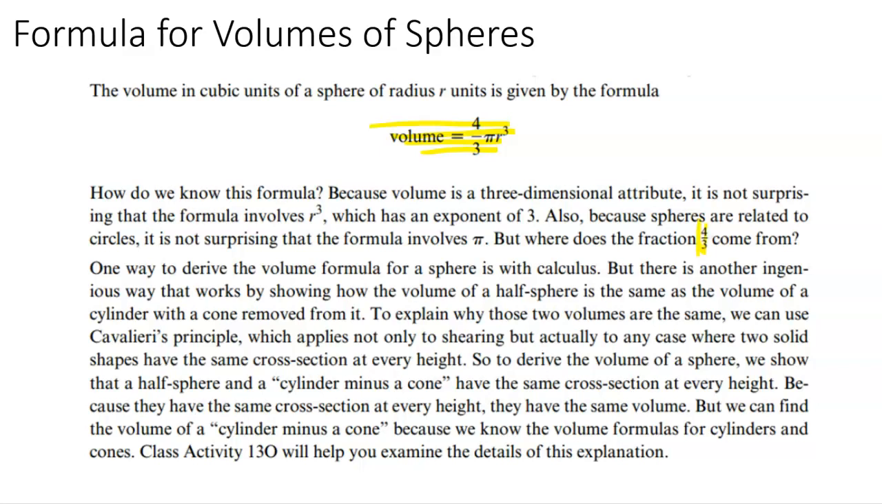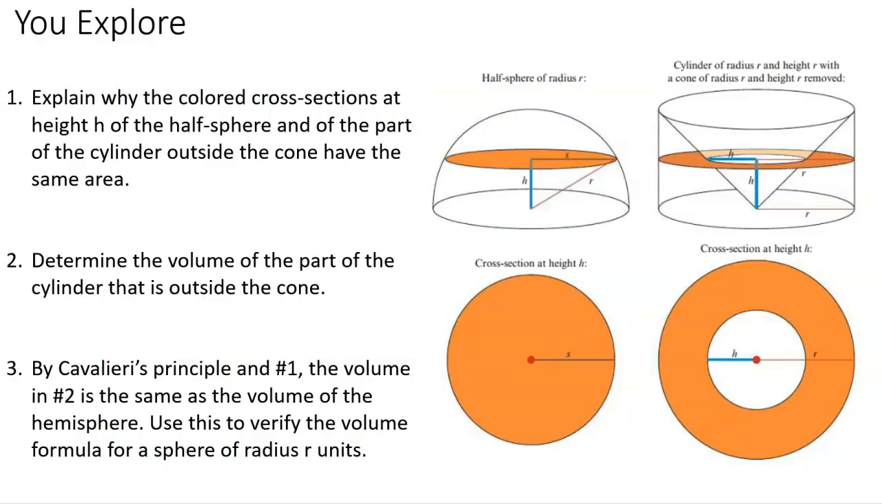So one way is to derive the volume formulas with calculus, but another way is to show how the volume of a half sphere is the same as the volume of a cylinder with a cone removed. And it gets kind of interesting here, but we're going to actually use the next exploration to examine the details. So go ahead, you can pause here and read this a little bit more, and then do this exploration. Press pause here and press play when you're ready to move on.